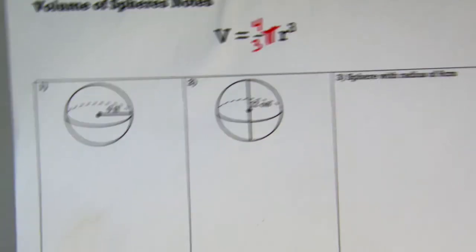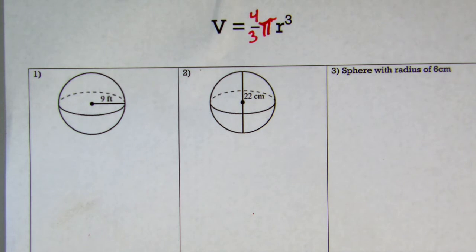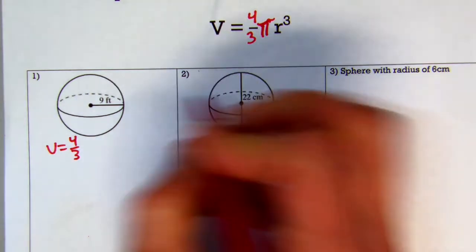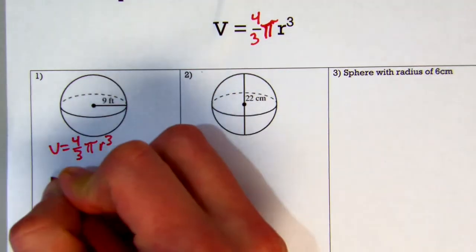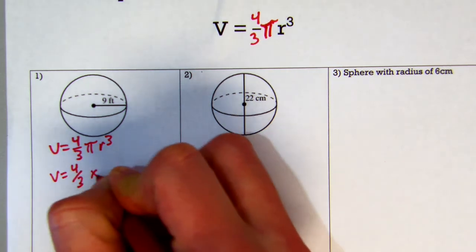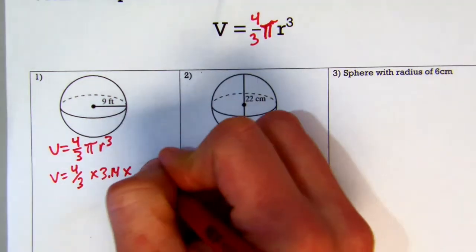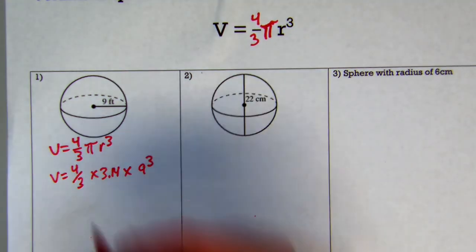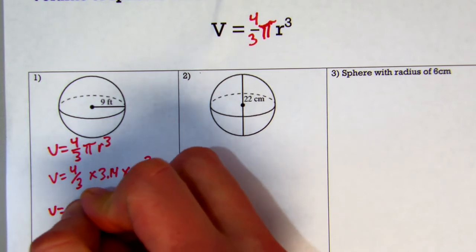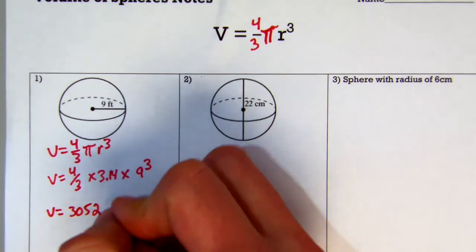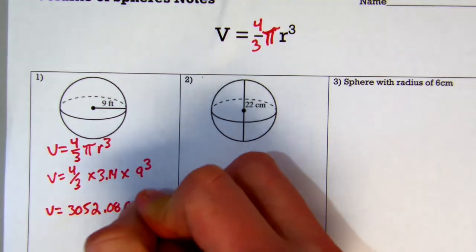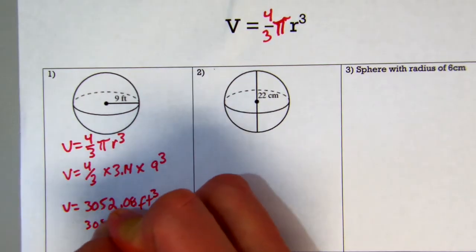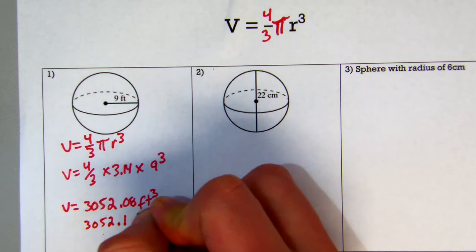So if we look at number 1 here, it looks like I have a sphere here, and it has a radius of 9 feet. We're going to go ahead and rewrite our equation to help us remember it. So volume equals 4/3 pi r cubed. So volume equals 4/3 times 3.14 times our radius cubed. So 9 times 9 times 9. When I go ahead and multiply all those together, I get a volume of 3,052.08 feet cubed. Okay. And if you want to simplify that to the nearest tenth, 3,052.1 feet cubed.